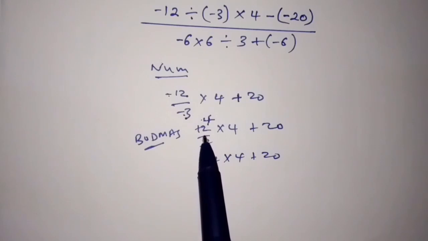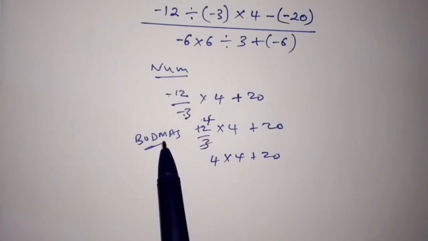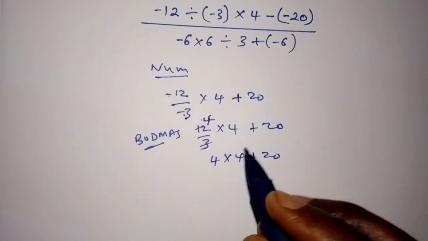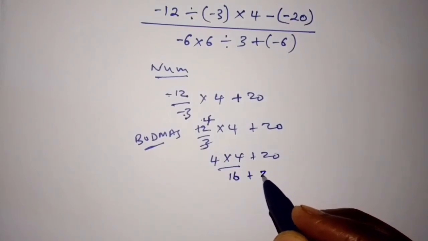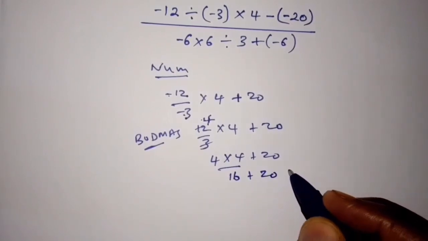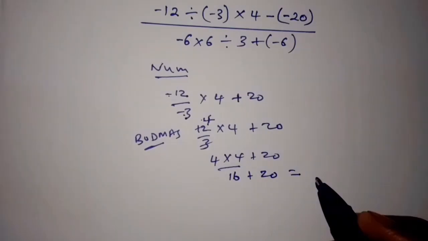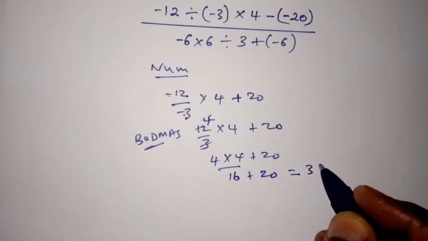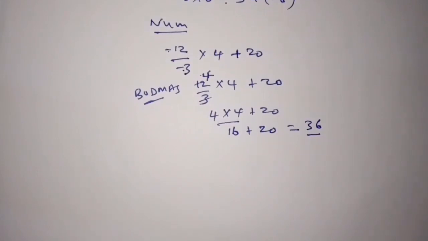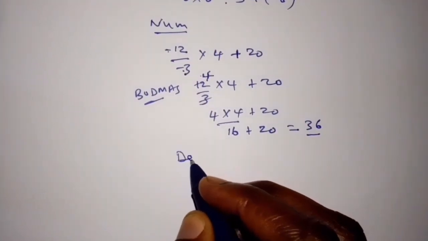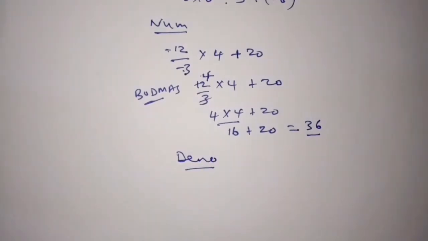We have dealt with division. Then we go to multiplication. 4 times 4 is 16. Then we add 20, which is giving us 36. That is the numerator. Now let us go to the denominator.